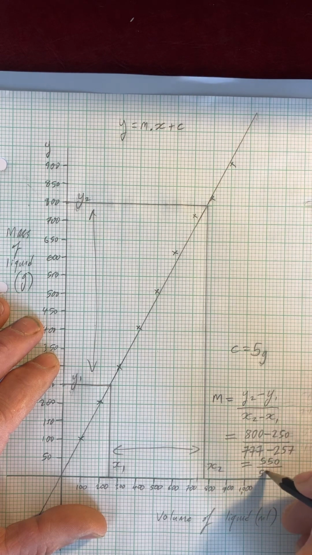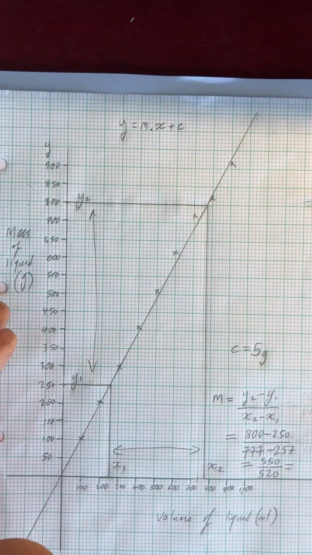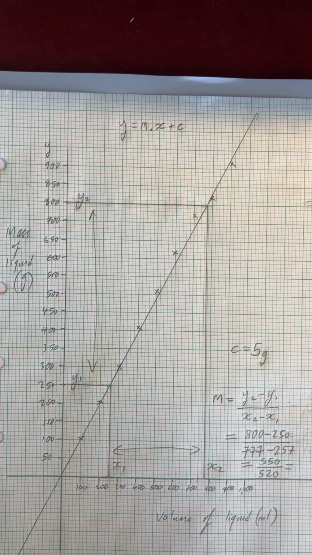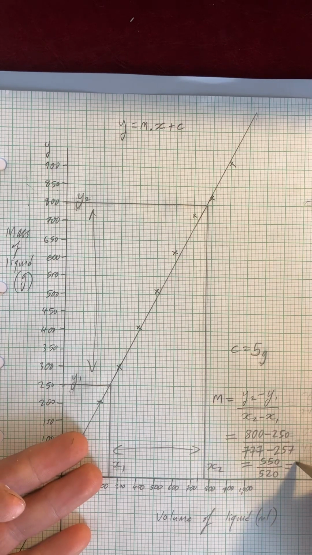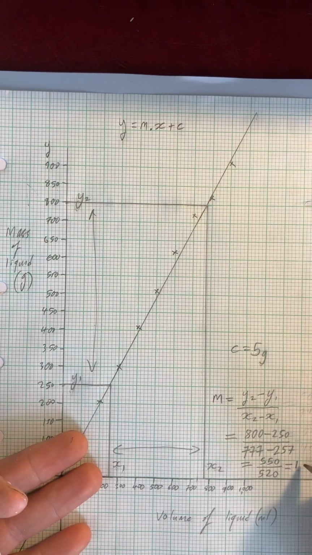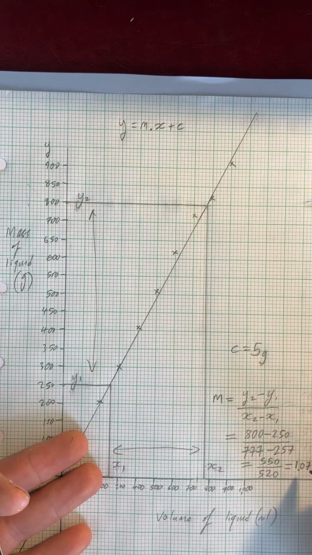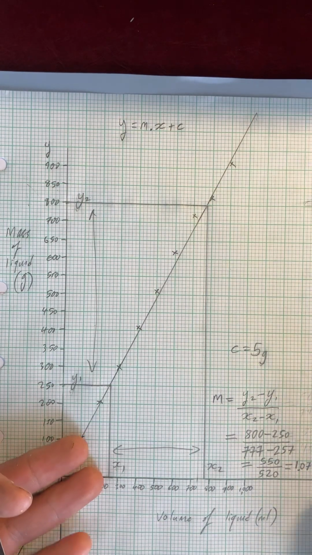Okay, which equals, I'll do the maths, just gonna whip out my calculator, 550 divided by 520 equals 1.07. So my slope is 1.07.